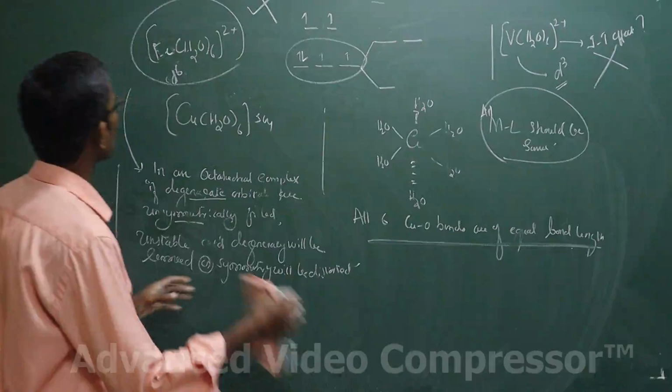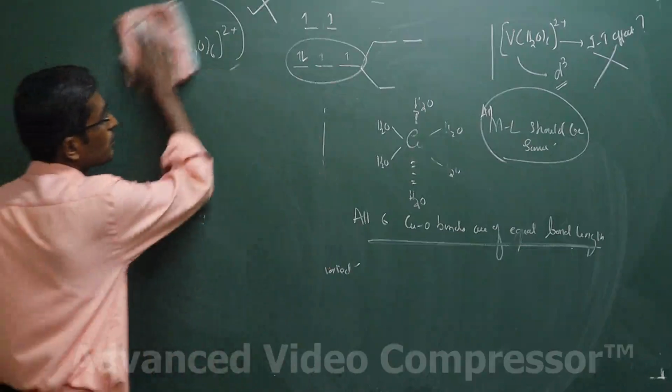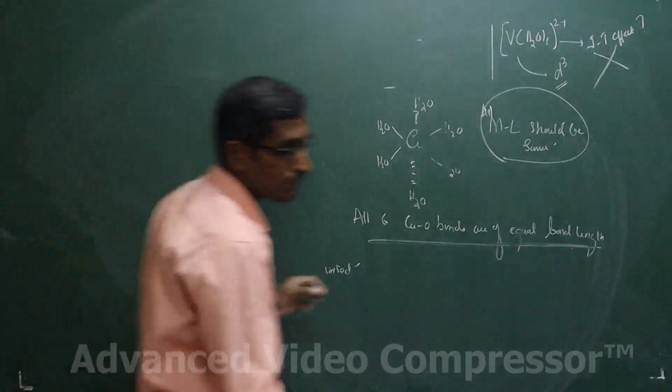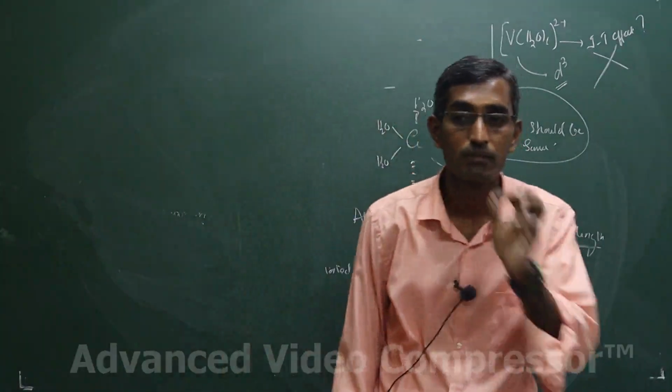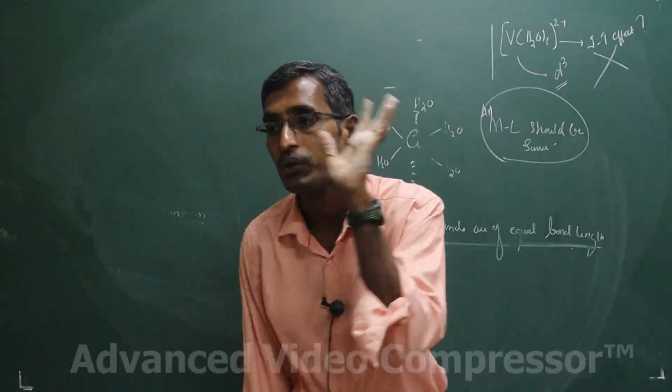Which of the following complexes shows the Jahn-Teller effect? If somebody asks you, you can straight away hit the answer: check whether any of the orbitals in the octahedral complex are unsymmetrically filled or not. If it is unsymmetrically filled, it will show the Jahn-Teller effect.